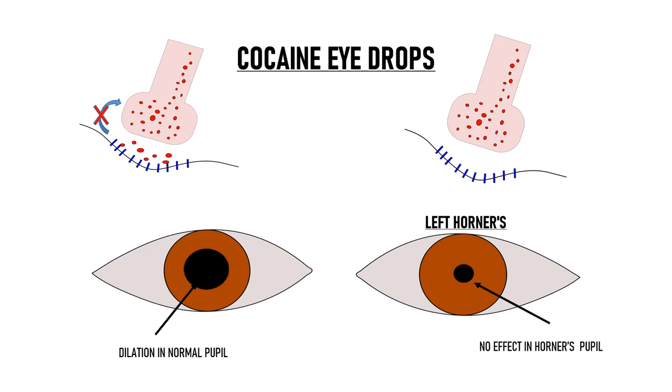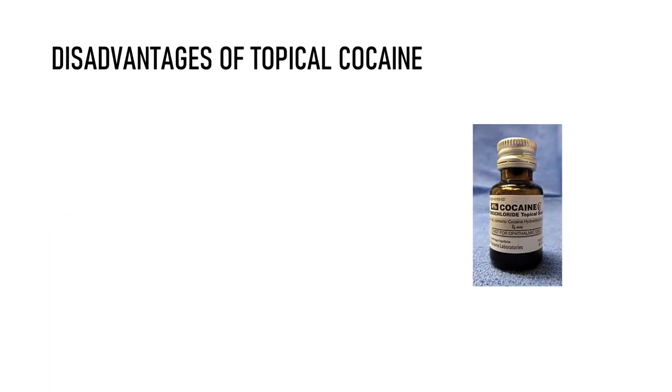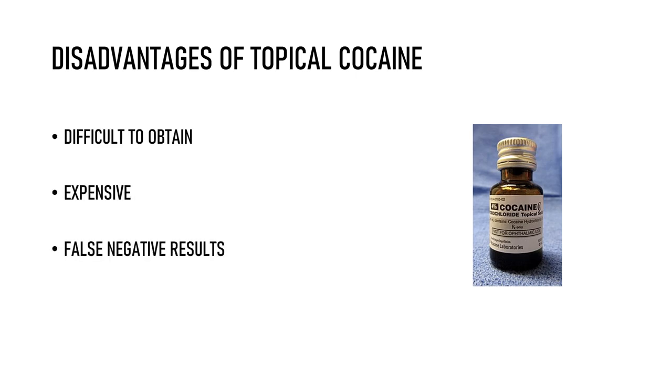Also, the pupil in physiological anisocoria would also dilate with cocaine eye drops, and this is how we differentiate between physiological anisocoria and anisocoria that is seen in Horner's. Topical cocaine is difficult to obtain. It is quite expensive. False negative results may be seen. Cocaine metabolites can be detected in the urine for up to 48 hours, which may cause trouble for people who for some reason need to undergo random drug testing.